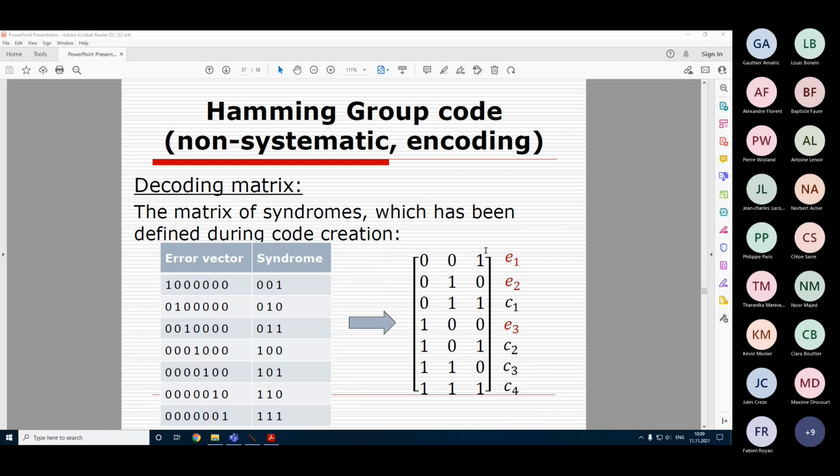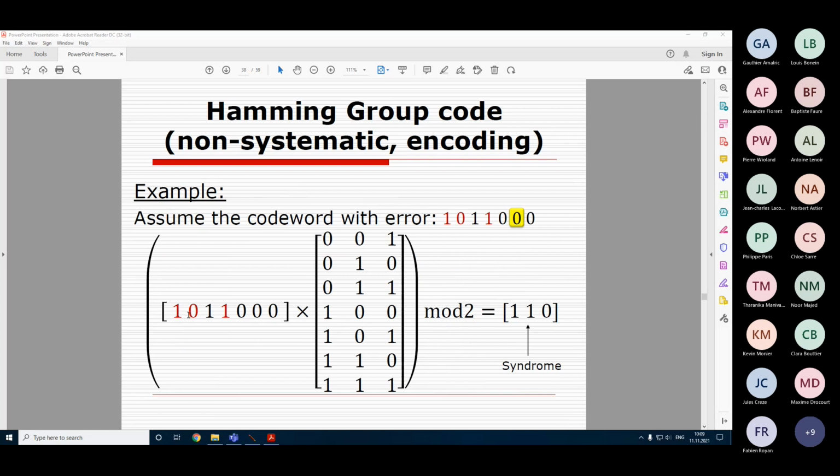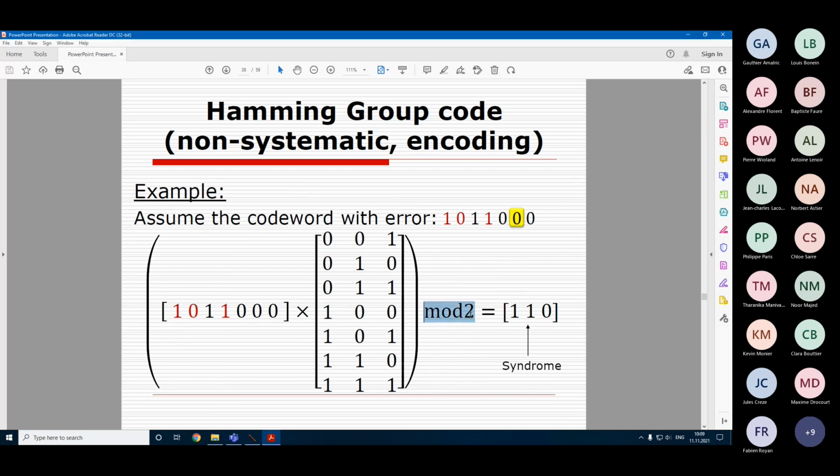So, similarly, we can make a decoding matrix. However, it's much easier to make, because what you need to do is actually take this entire syndrome matrix, and that's basically the matrix which you need for syndrome calculation. Yes, so it's just this matrix, and that's enough to actually multiply your code word. Don't forget to use modulus 2, because this multiplication of matrices uses classical addition.